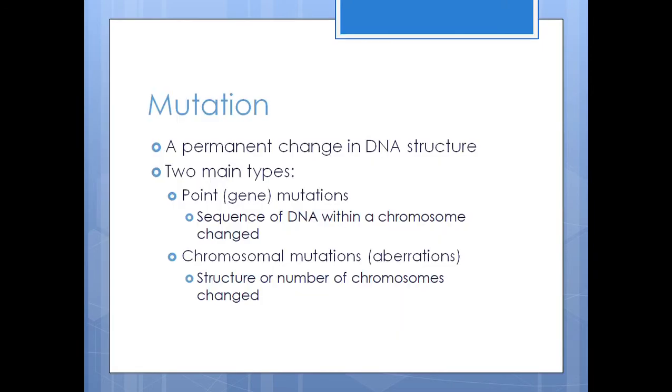We already said that the mutation is a permanent change in DNA structure, but there are two main types of mutations. Point mutations, changing a sequence of nucleotides within DNA, and chromosomal mutations, which change structure or number of chromosomes. Due to the fact that you don't know enough about chromosomes yet, in this presentation we are going to focus mostly on point mutations, and the problem of chromosomal mutations will be discussed later.